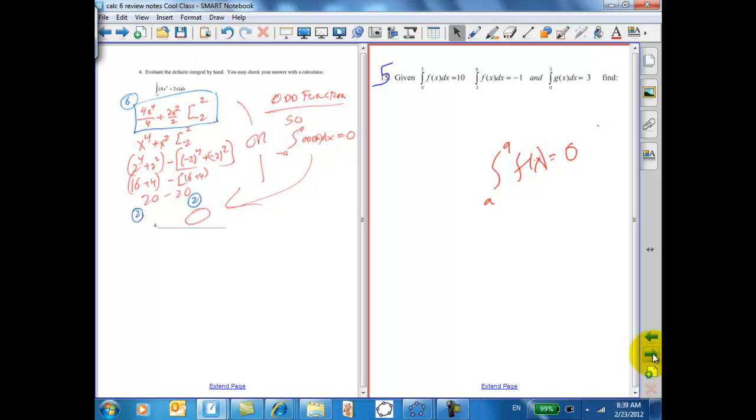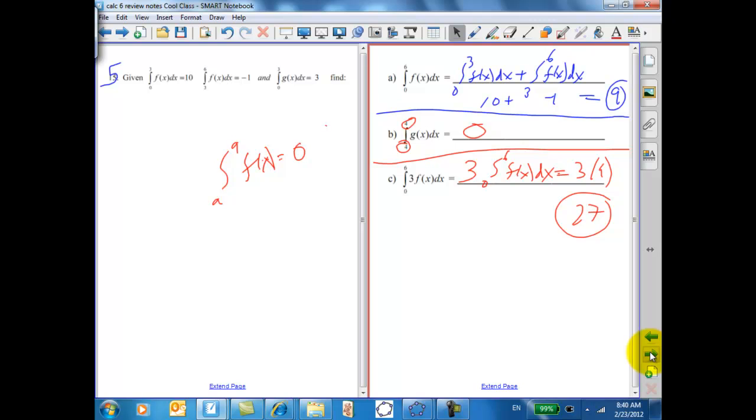Watch out for these problems. Sometimes I've had kids leave this whole thing blank because they say, well, I don't know what f of x is, so I'm not going to do anything with this one. Ouch. But come on, look at the given information. You're not given what f of x is, but you are given all these definite integrals. And some combination of those definite integrals will help.